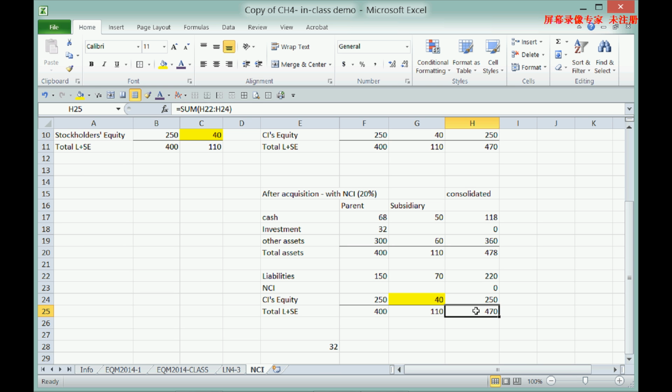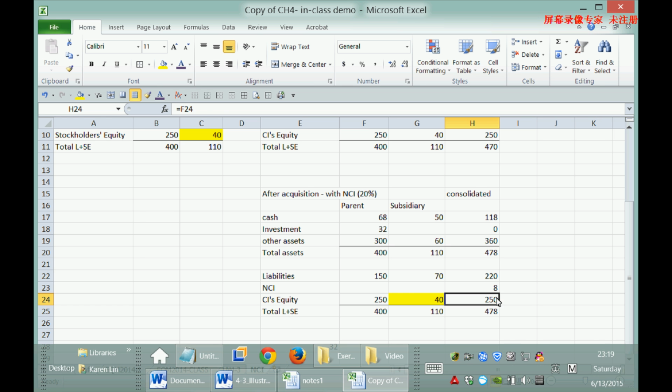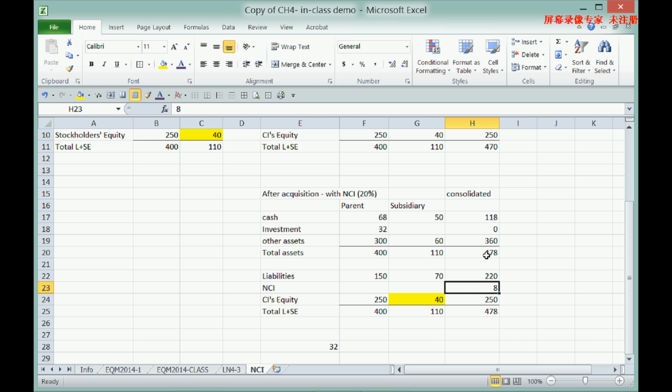Why? It's because we add up 100% of the assets and liabilities of the subsidiary, but we only own 80% of the net assets. So basically we add up 40, but we only own 32. So where is the remaining 8? That is owned by the NCI, the non-controlling interest. If I put the 8 in the non-controlling interest, the total assets will now equal the total liabilities plus stockholders' equity.